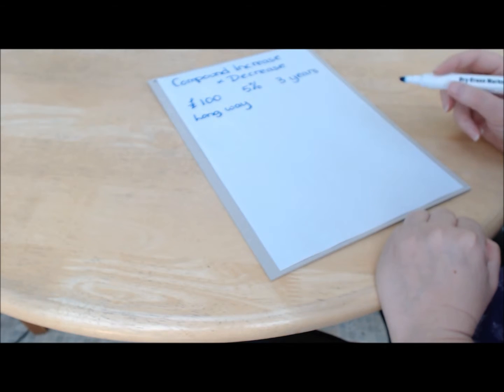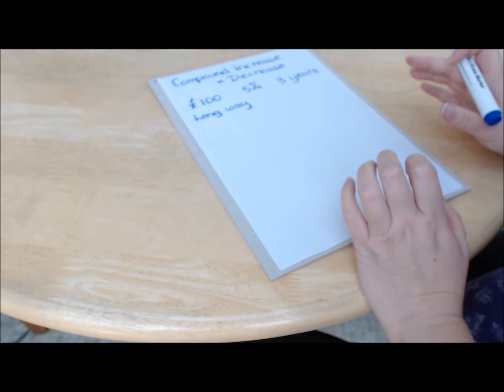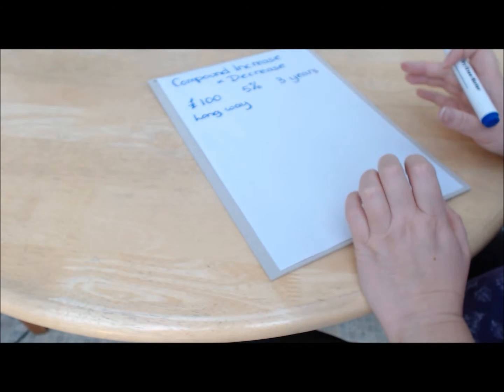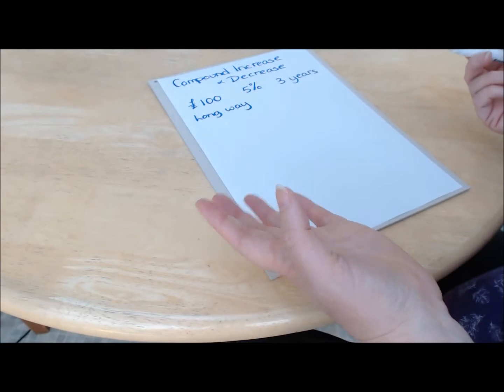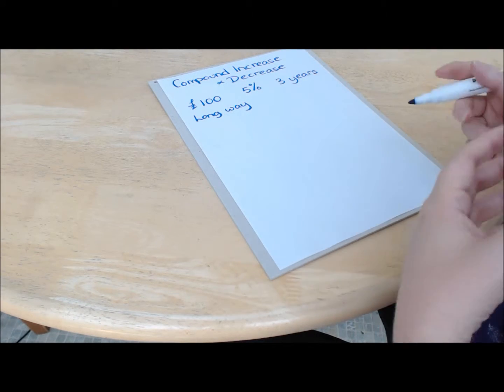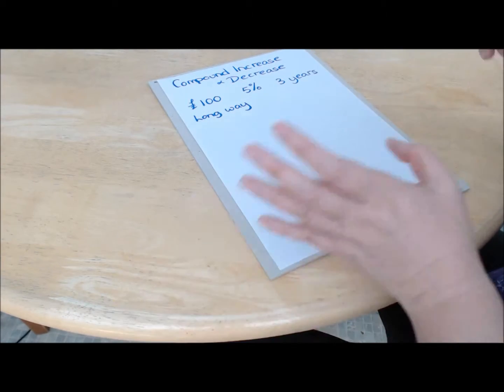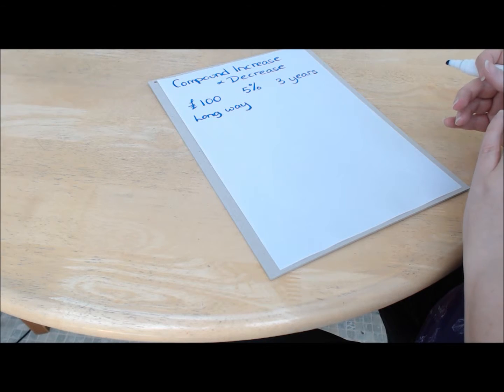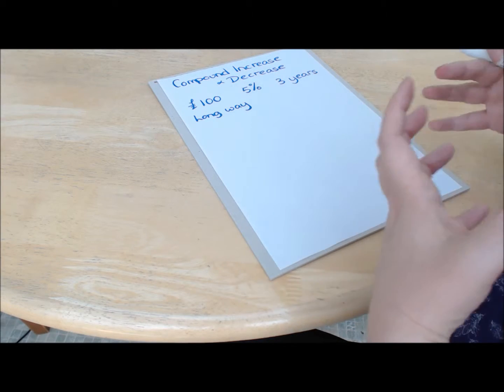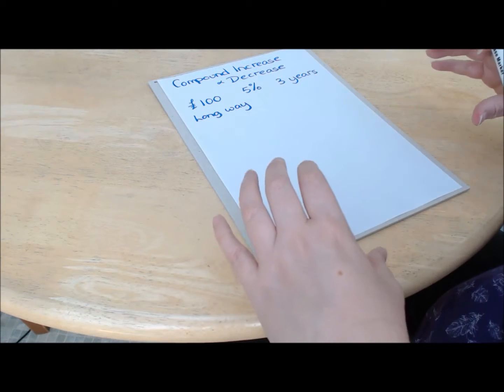Compound, increase and decrease. So this is all to do with percentages again. Now, let's explain this first of all. So there's simple interest and there's compound interest. Now, the easiest way to explain it in simple terms is to think about a bank account and adding interest to it.